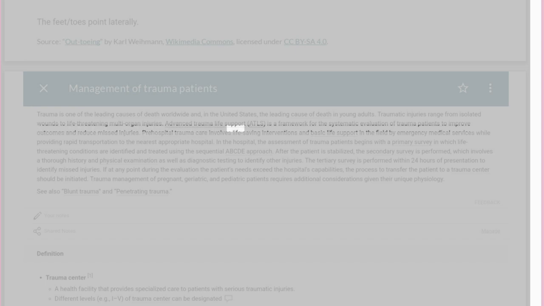Advanced Trauma Life Support, ATLS, is a framework for the systematic evaluation of trauma patients to improve outcomes and reduce missed injuries.